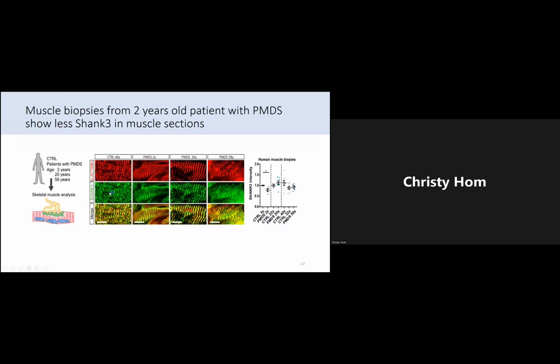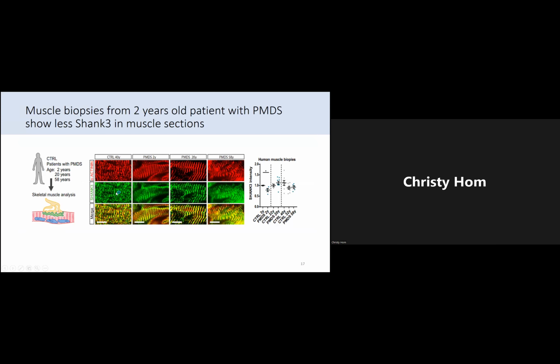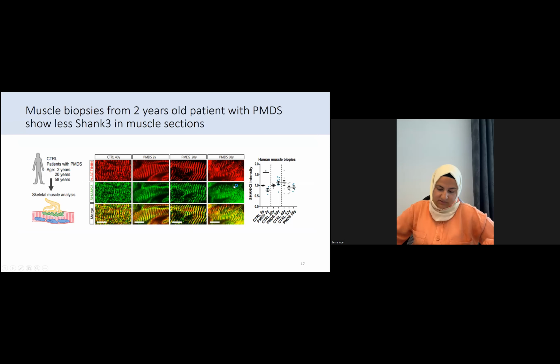So first, we wanted to know how the Shank3 expression looks and its intensity. Regarding protein, Shank3 has a pattern like alpha-actinin, and regarding its intensity, it was reduced in the 2-year-old patient with PMDS, but not in the young or in the old patient. So this is indicative of age-related Shank3 compensation.